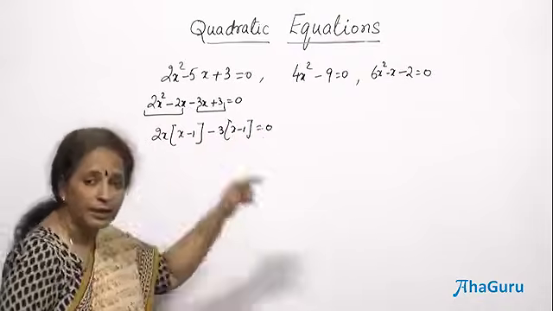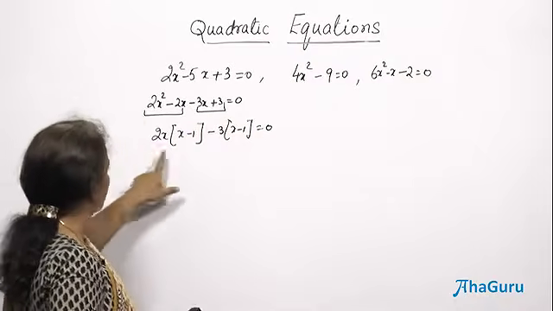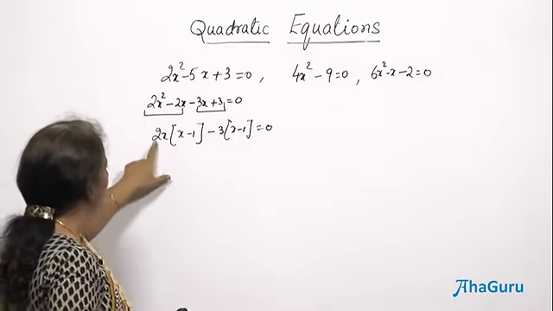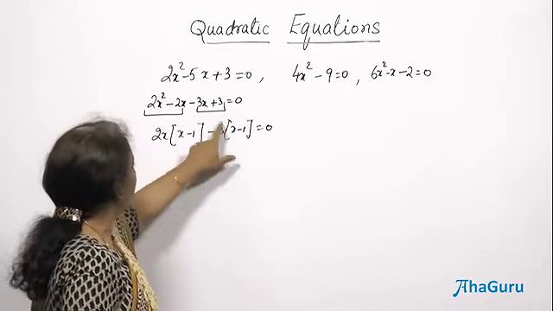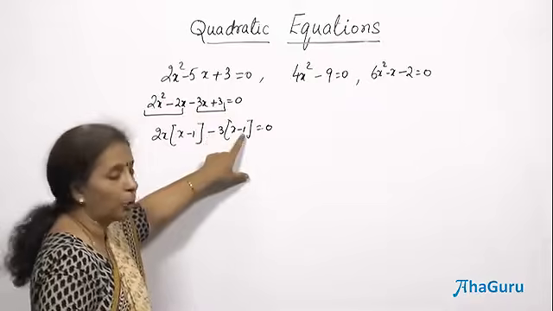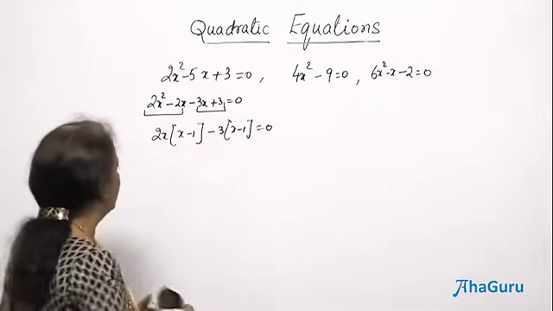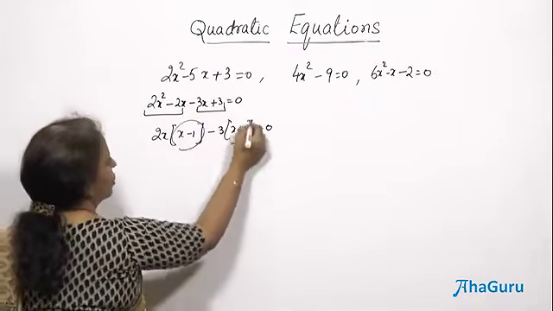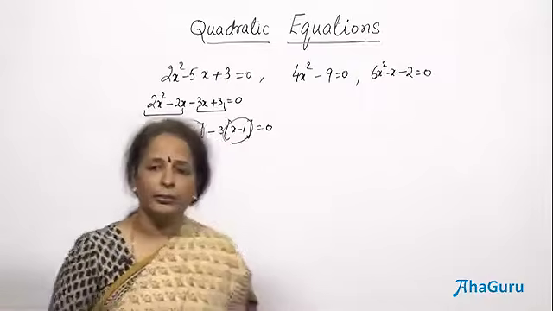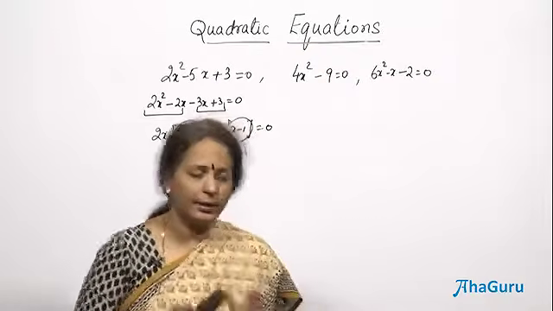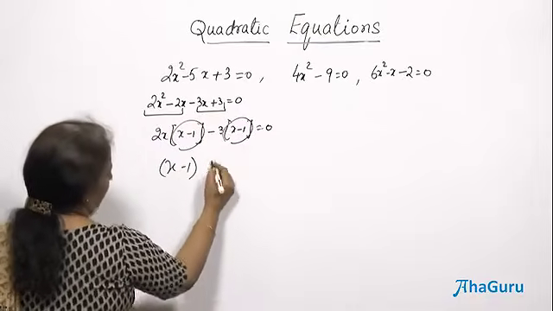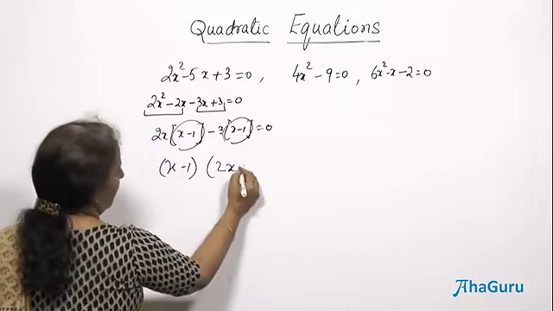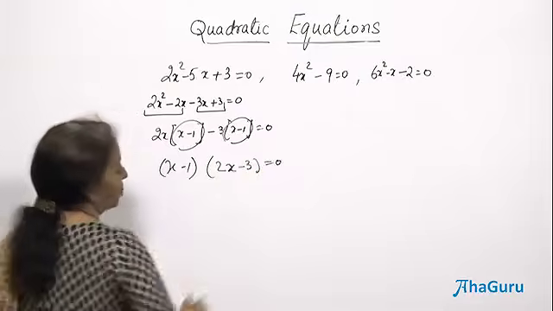Having done this, please check again whether this is coming correct or not. 2x into x is 2x square, 2x into minus 1 is minus 2x, the signs are correct. Minus 3 into x is minus 3x, minus 3 into minus 1 is plus 3. When you do this correctly, these 2 terms will turn out to be exactly the same, including the sign. So, now this can be written as x minus 1 and then 2x minus 3, that is equal to 0.